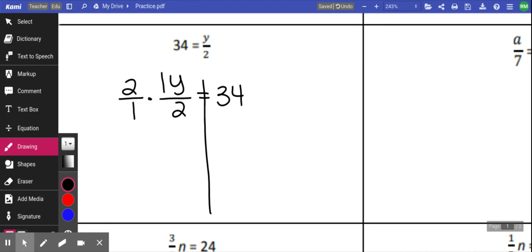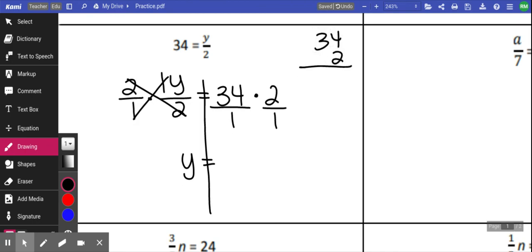Okay, but it's not. So we multiply this side by 2 over 1, and we got to do the same thing over here. Let's change the 34 to a fraction. How do we write that as a fraction? 34 over 1. Good. What happens to the two fractions over here? We cancel out each other. Cancels out, and we're left with y equals 34 times 2. If you don't know, you could just jot this off to the side. Good, 68. And then 1 times 1? 1. And we could just write it as 68.